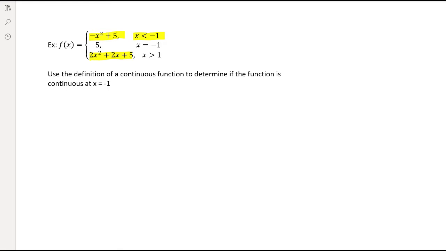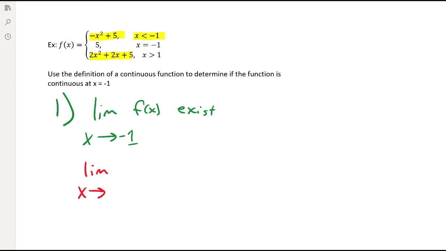So to determine continuity, let's go through our definition. The first part of our definition says we need the limit, in this case, as x approaches -1, of f of x, we need that to exist. Okay? Well, to do that, we're going to have to check the limit as we come from the left and as we come from the right. And let's do that. Okay? And I'm going to do that in a different color here. So let's look at the limit as x approaches -1 from the left of our function f of x.